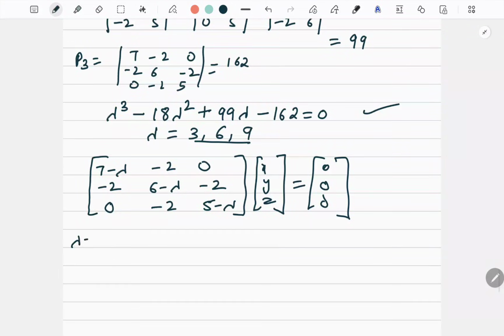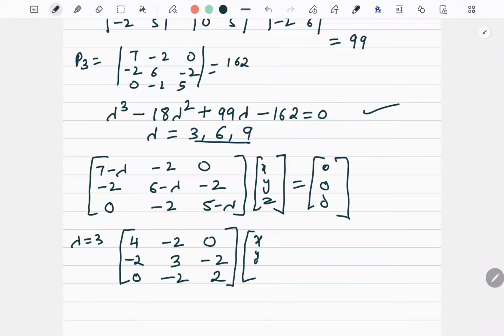Now first let me do it for lambda is equal to 3. So I will put lambda is equal to 3. What will I get? 7 minus 3 is how much? 4. Minus 2, 0. Minus 2, 6 minus 3 is 3. Minus 2, 0, minus 2. 5 minus 3 is 2. Correct? Now, times X, Y, Z, equals 0, 0, 0. From here you get 3 equations.